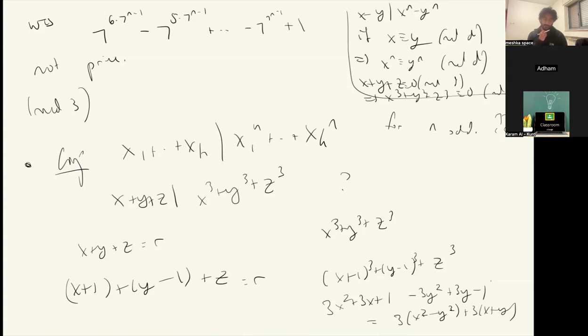Yeah, I think you're right, because x has nothing to do with y. There's no x in the expression that results, right? So yes, you're right. So I think that's an argument. So unfortunately, it's not true.